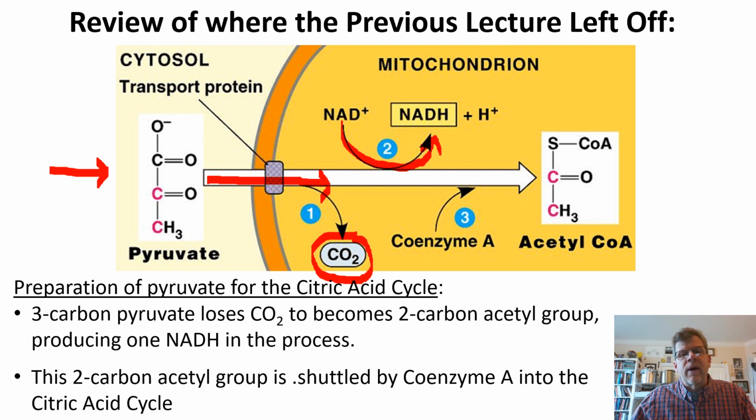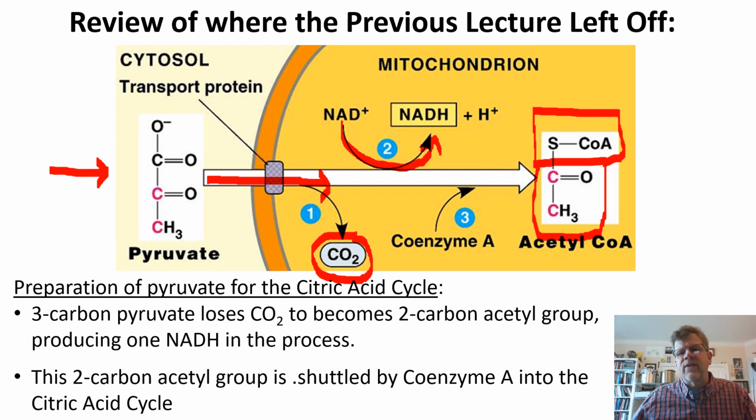Now that we've blown off 1 carbon as carbon dioxide from our pyruvate, we have our 2-carbon acetyl group left over here on the right-hand side. This C double bond O CH3, this 2-carbon group, is the 2 carbons that are going to get thrown into the citric acid cycle. It is covalently bound to a shuttle, which we looked at the structure of last time, a very large shuttle known as coenzyme A, through a thioester bond. And at this point, we're going to look at how this 2-carbon acetyl group gets put into the citric acid cycle.